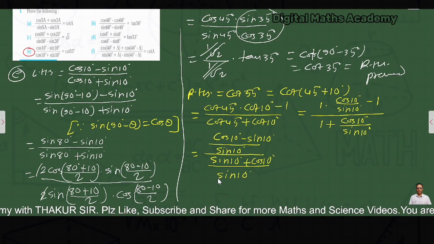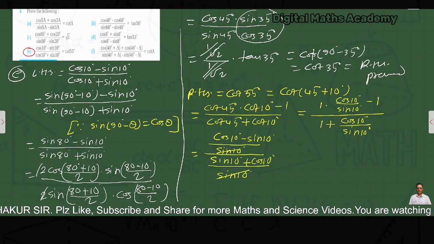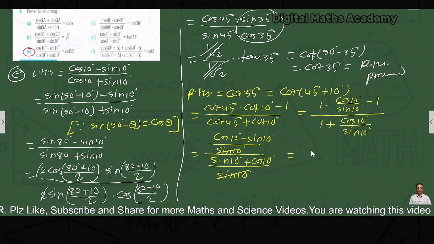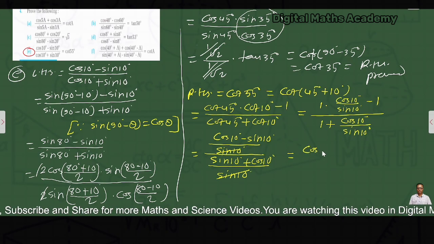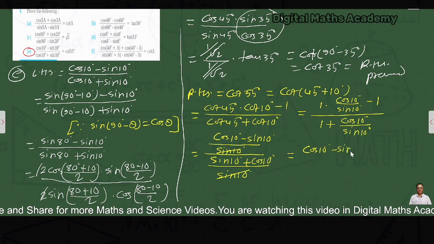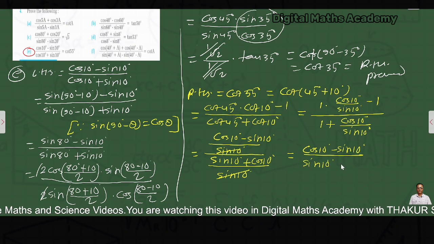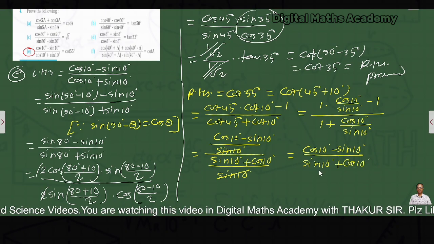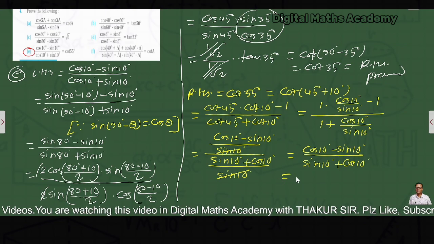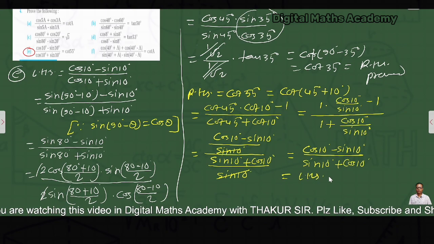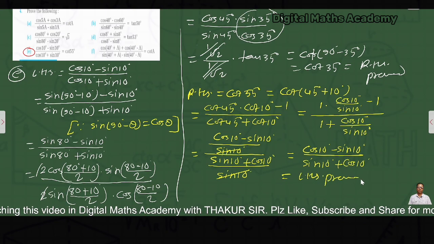Now we can cut up and down, this sine 10 degree will cancel, and remaining we have here cos 10 degree minus sine 10 degree over sine 10 degree plus cos 10 degree, isn't it? And that's our left hand side, so it's equal to left hand side, then we can write here proved.